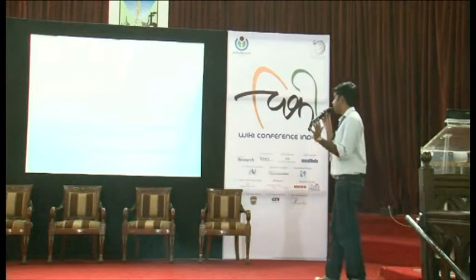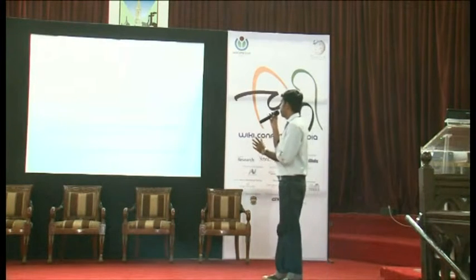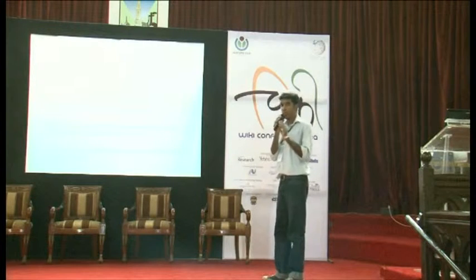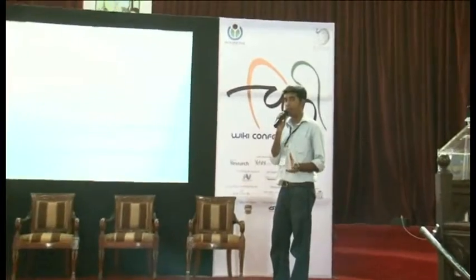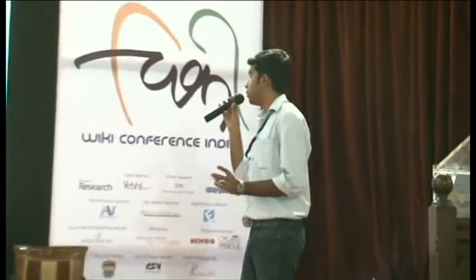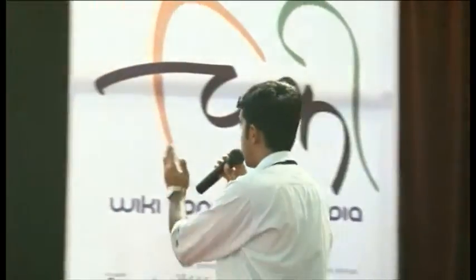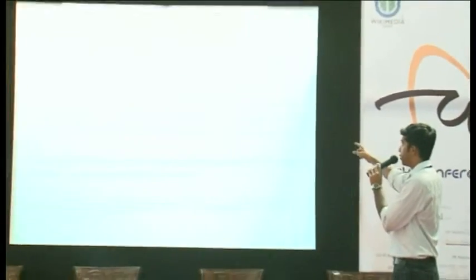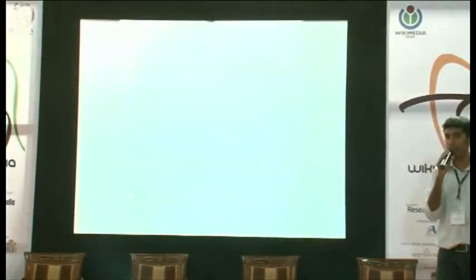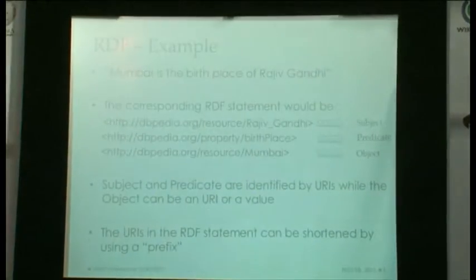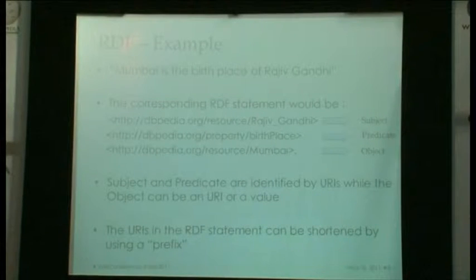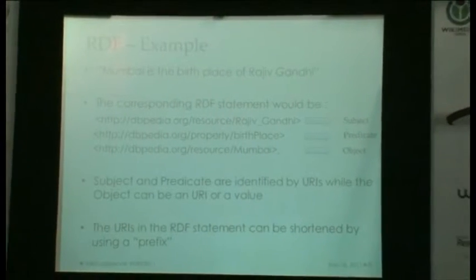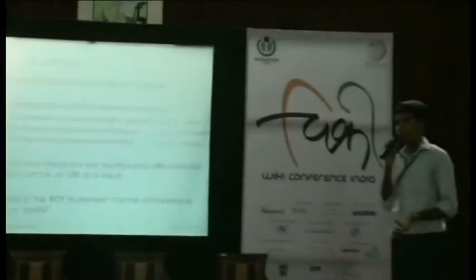Let me put it all together. I've taken this example: Mumbai is the birthplace of Rajiv Gandhi. So Rajiv Gandhi is the subject here. Birthplace is the property that we are trying to define, and the value is Mumbai. Just have a look at this side: subject, predicate, and object. We can't directly give Rajiv Gandhi because it's just a string value, right? For DBpedia to understand, we have to have a page which describes what Rajiv Gandhi is. Is it an entity, or a string, or a date time? What kind of data type is it?